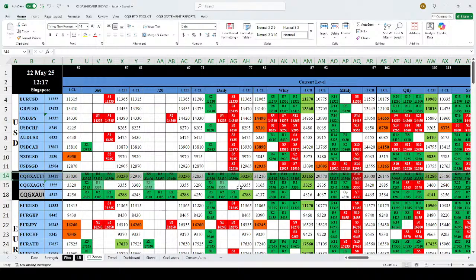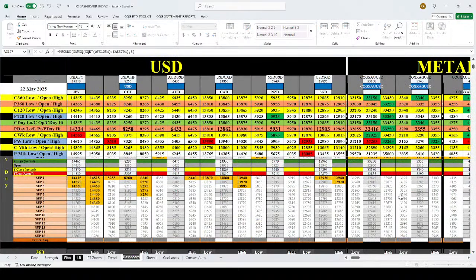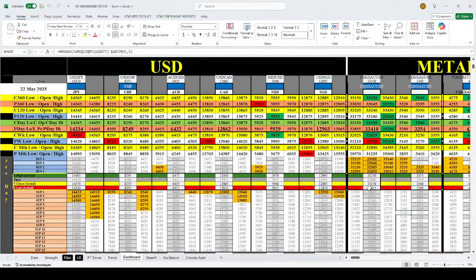Okay, so now if you look into the system, we look into the system.